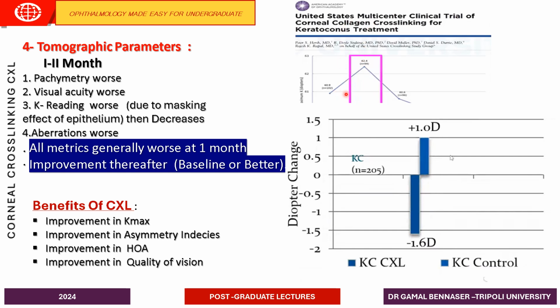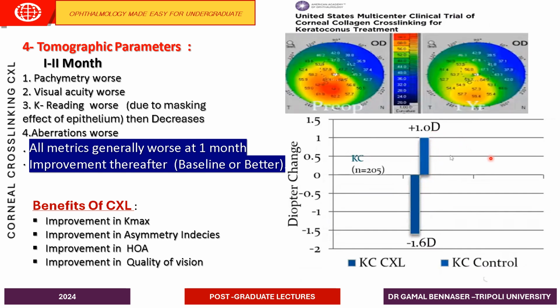However, the metric data will be stabilized after 3 months, and you will see improvement in the K reading and the Kmax mainly after 3 months. And as you can see in this study, they studied people with keratoconus who underwent cross-linking versus people who did not do cross-linking, and they said that within the first 3 months there will be significant improvement in the K reading, and as you can see, this is pre-operatively and this is post-operatively.